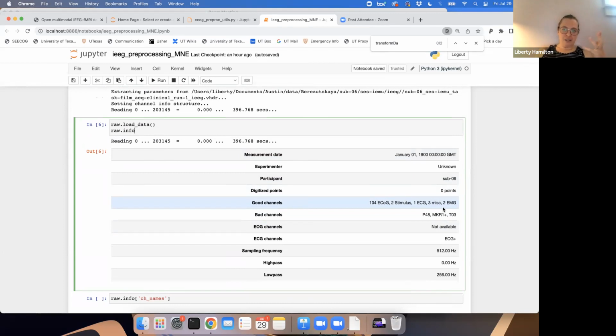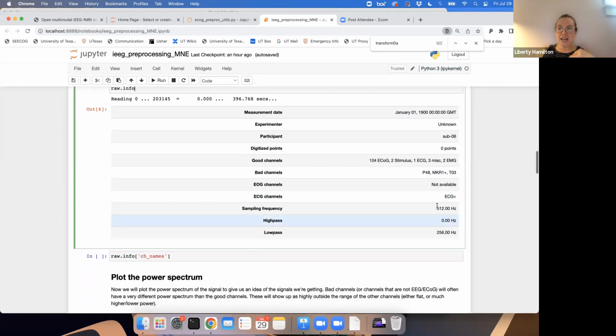This is very nice as a structure to be able to look at what kind of data you are dealing with. Here are the bad channels that they have marked. They don't have any EOG channels for ocular artifacts available, but they do have an electrocardiography channel, so for cardiac artifact, you could use that. And then the sampling frequency for these data is 512 Hertz, and they have not been filtered. The high pass and low pass filter fields are just to show you whether there was already any kind of filtering that happened on the data.